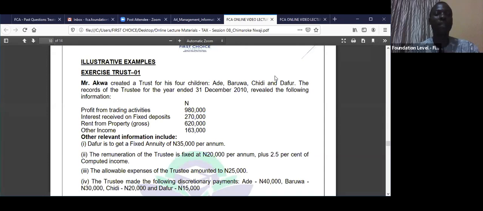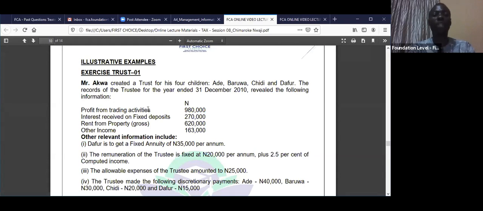Now, Mr. Aqua created a trust for his four children. So that means Mr. Aqua is the settlor. He is the one who created the trust. All right? So for his four children, Ade, Barua, Chidi, and Dafoe. The records of the trustee, so now he is dead, so there is a trustee who is administering for him. For the year ended, almost always know that it's going to be 31st December. So 31st December 2010 shows you that this will be treated in 2011 year of assessment.